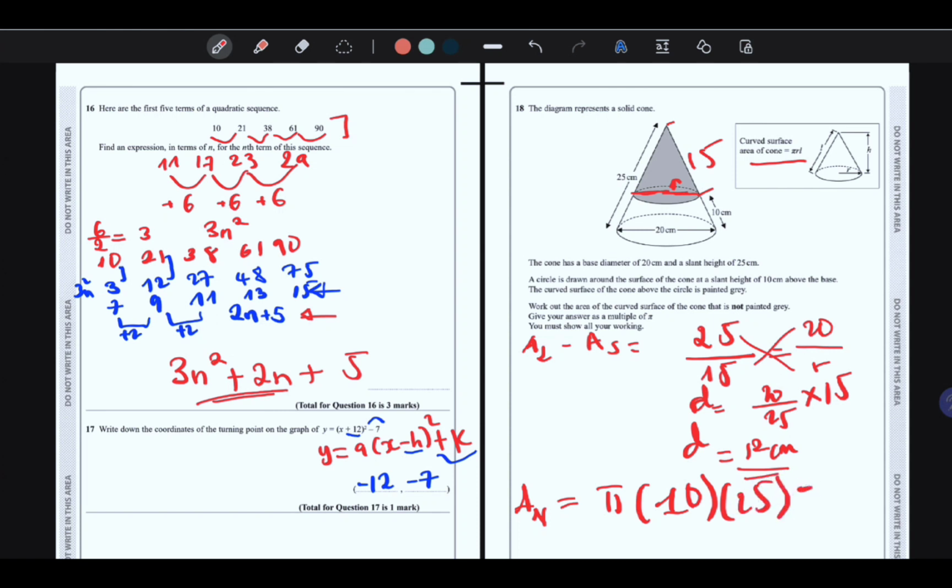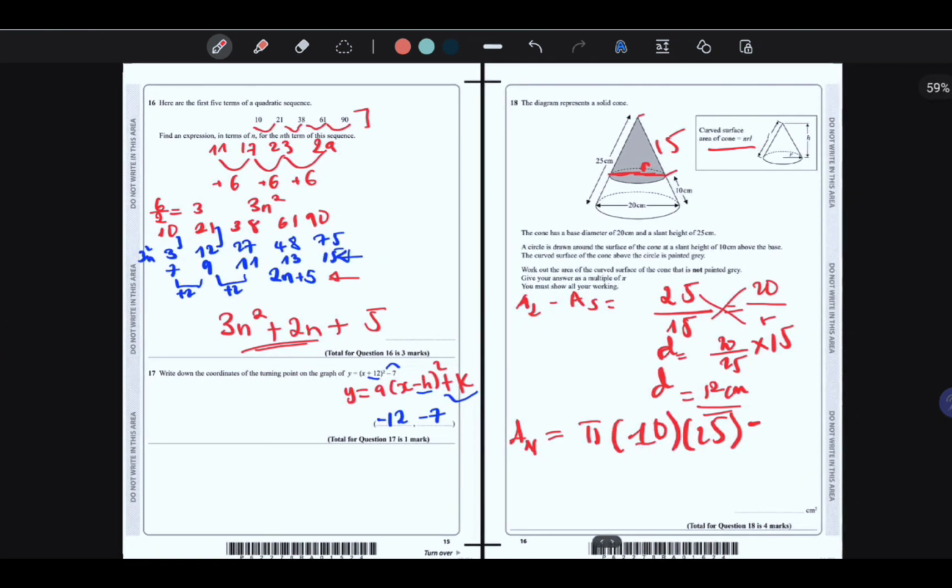And then you subtract that from pi times the radius of the small cone, which would now be 12 divided by 2, which is 6, times its slanted height, which is 15. So this would be 250 pi minus 90 pi. You should get an answer of 160 pi centimeters squared.